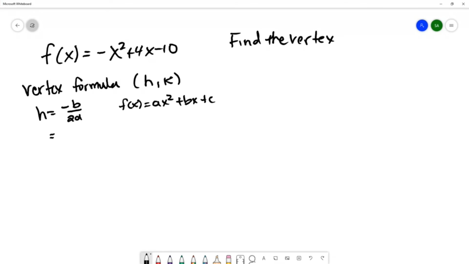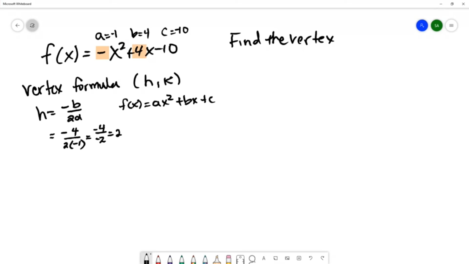In our example, a is equal to negative 1. That's the coefficient of the x squared term. b is 4. That's the coefficient of the x term. And then c is the constant, negative 10. So to find negative b over 2a, we would have negative 4 over 2 times negative 1. That's negative 4 over negative 2, which is a positive 2. So the x-coordinate of our vertex is 2.